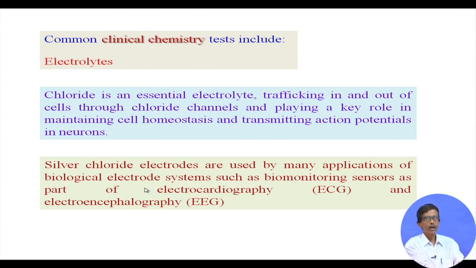And when we talk about different electrodes, silver chloride electrodes are used in many applications. This chloride part comes in here. The silver chloride electrode is a half-cell electrode, and it is used in biomonitoring sensors. It is not that you are directly determining the O2 concentration, the glucose concentration or the phenol concentration, but it can sense something as part of the system.